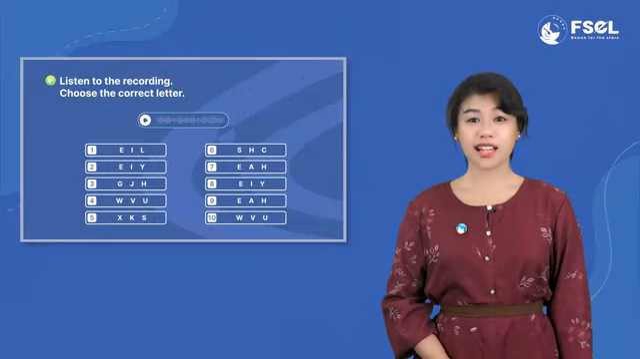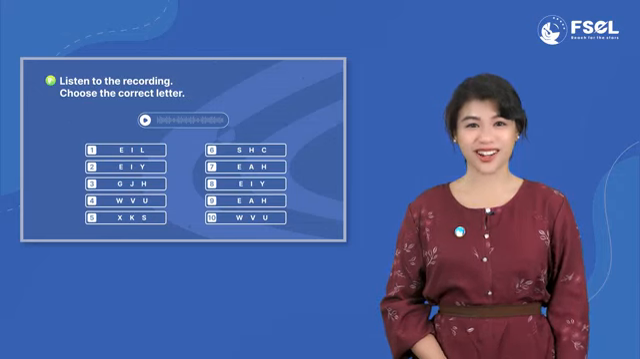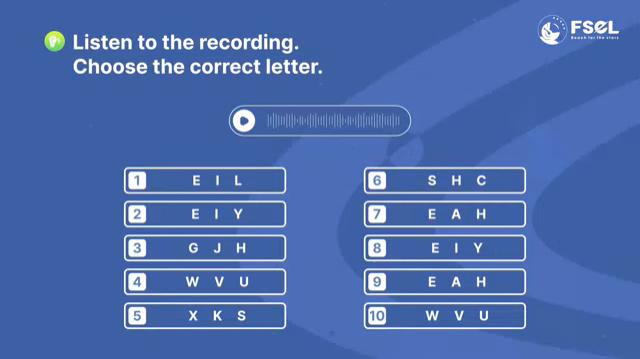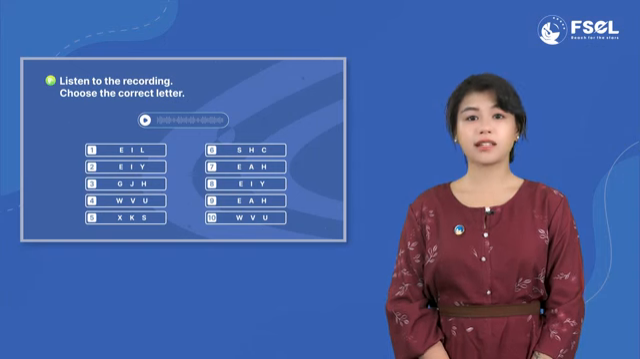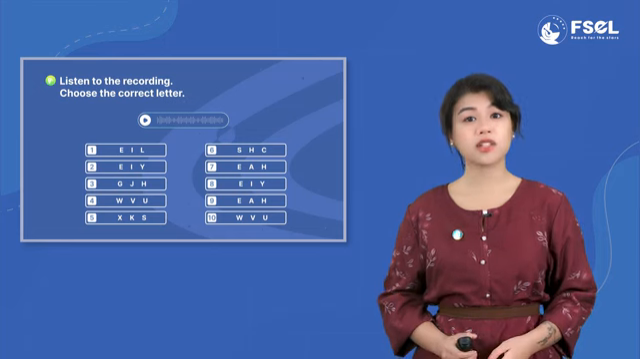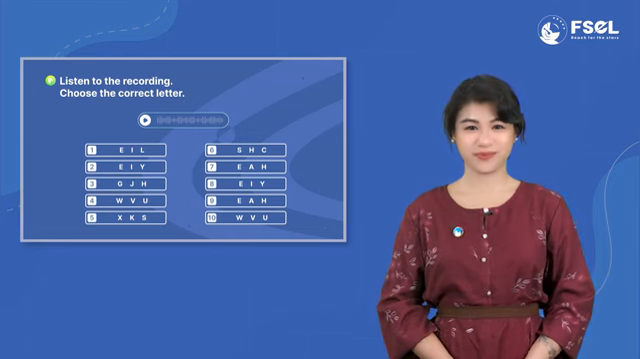Now, let's practice listening for these letters. Play the recording. Then, choose the letter that you hear in each number. For example, number 1, E. This is the letter E. Now, listen carefully and choose the letters you hear.